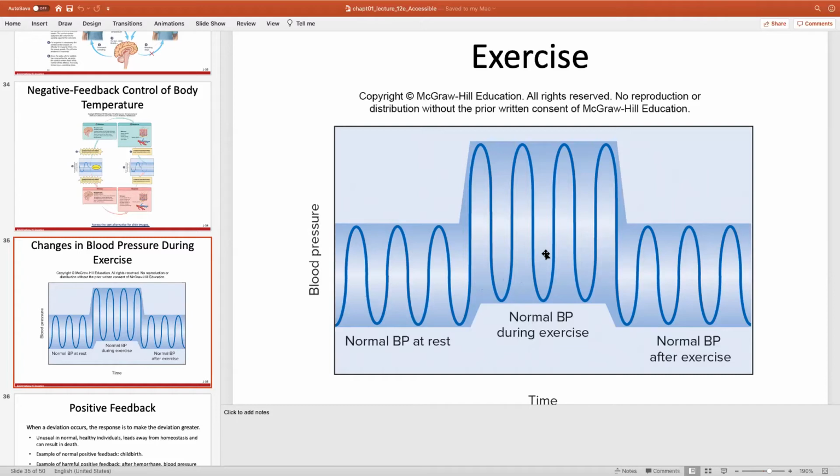It has to pump more blood faster. So your blood pressure will therefore increase. And that's a normal response to exercise. But once you stop exercising, it should go back to normal.